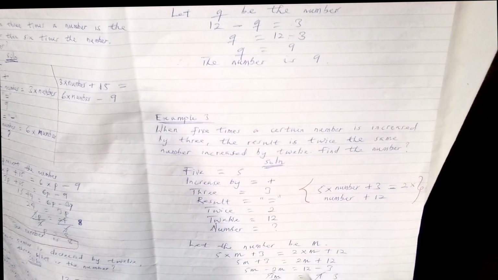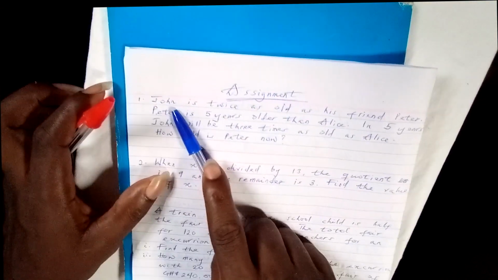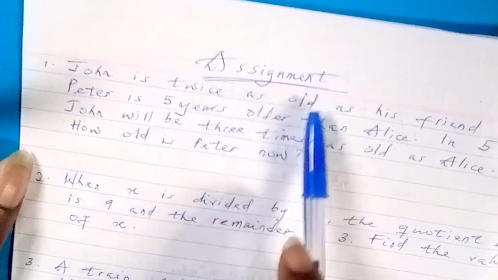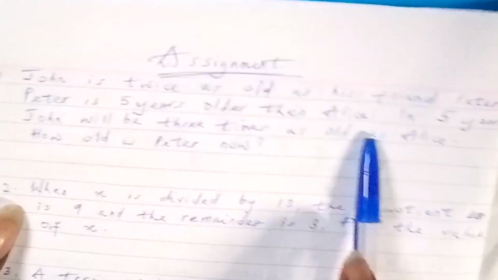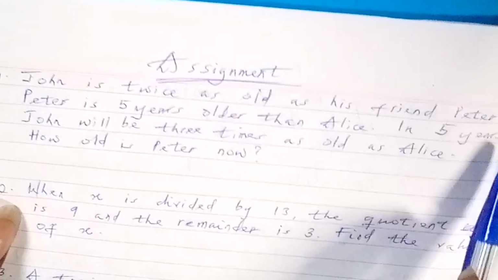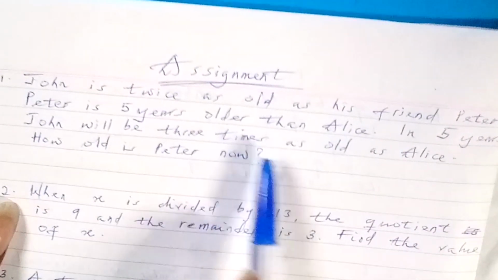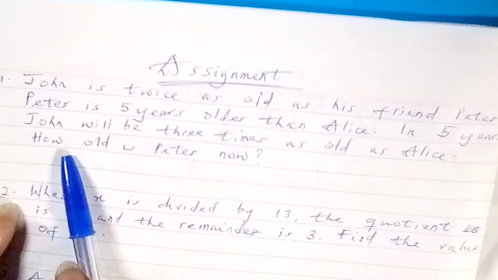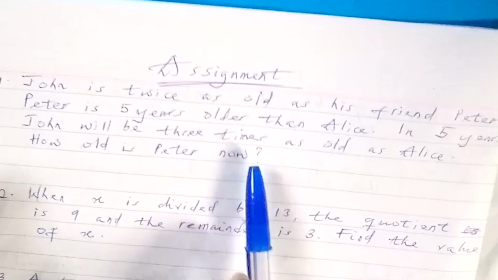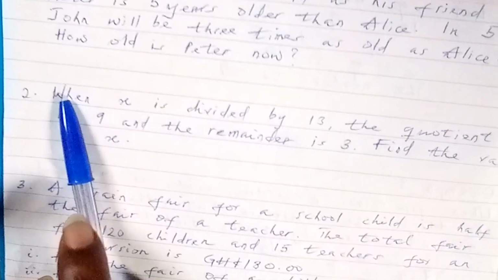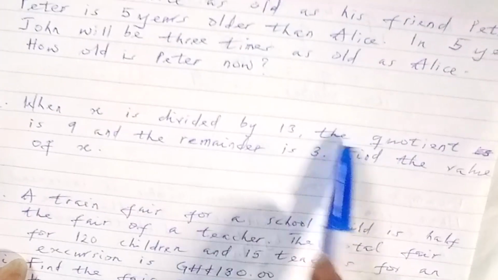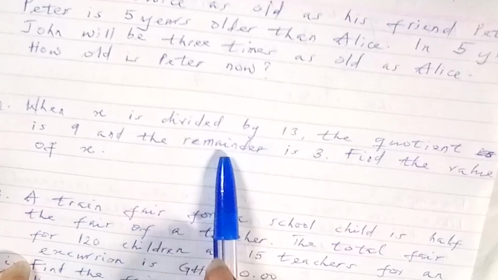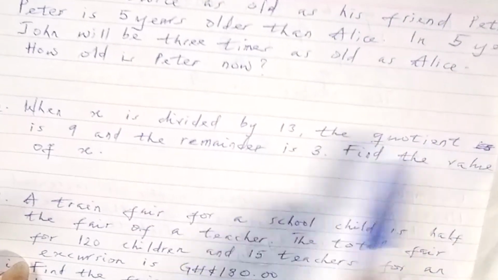On your own convenient time, try your hands on this assignment. Assignment 1. John is twice as old as his friend Peter. Peter is 5 years older than Alice. In 5 years' time, John will be 3 times as old as Alice. How old is Peter now? This is assignment 1. Let's go to assignment 2. When x is divided by 13, the quotient is 9 and the remainder is 3. Find the value of x.